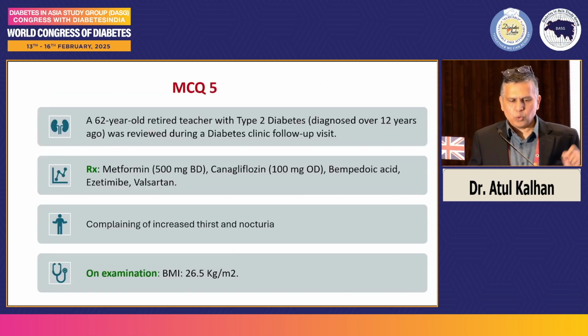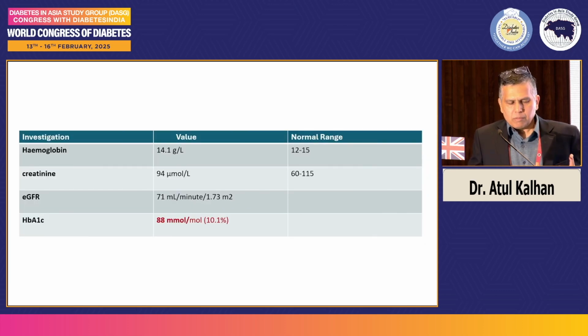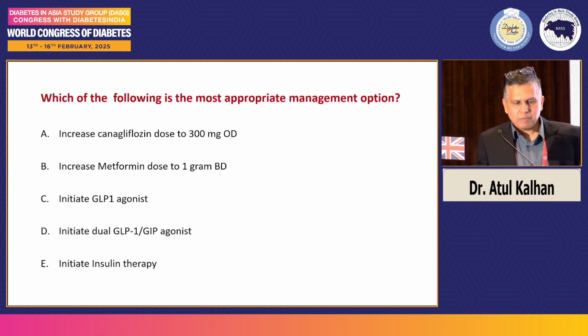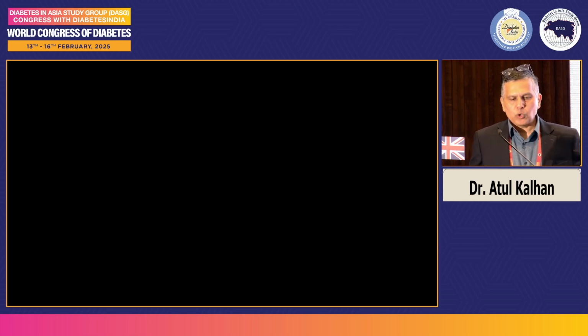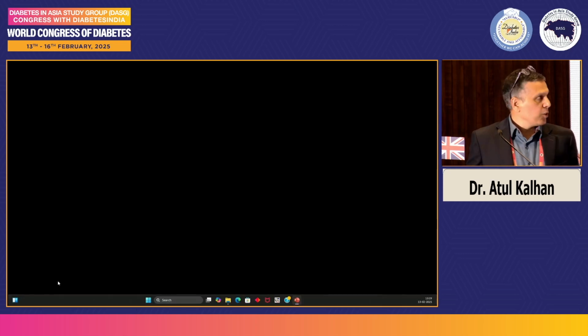Last MCQ, 42 seconds. 62, not long to go for my retirement age, right? So, on metformin, SGLT2, bempedoic acid, complaining of increased thirst, nocturia, osmotic symptoms, BMI of 26.5, HbA1c of 88, right? Happy with the scenario? I want a loud answer so that I know you are awake. Well done. He's insulinopenic and you need to initiate insulin therapy here.